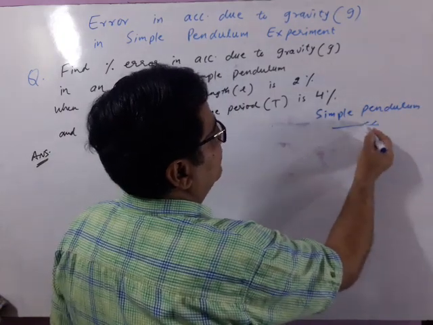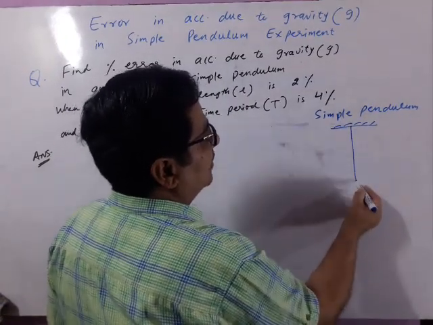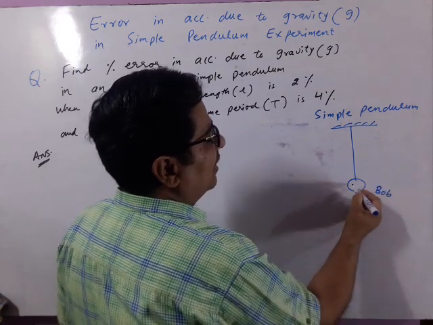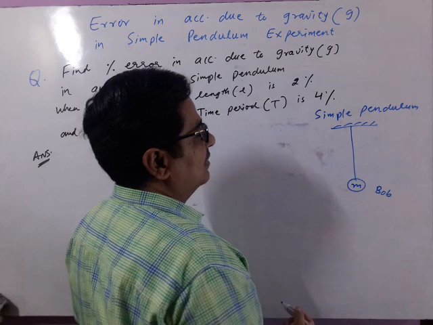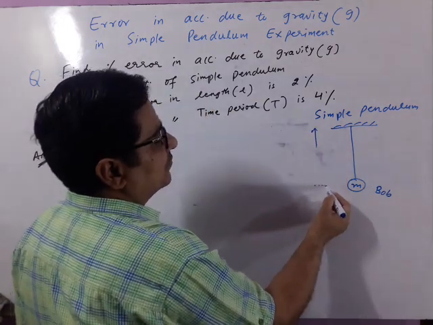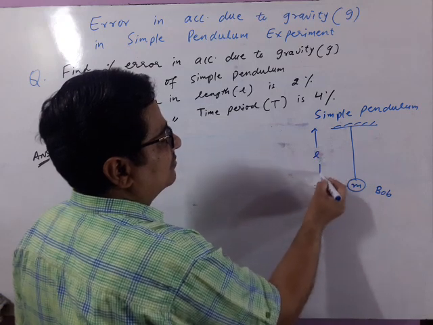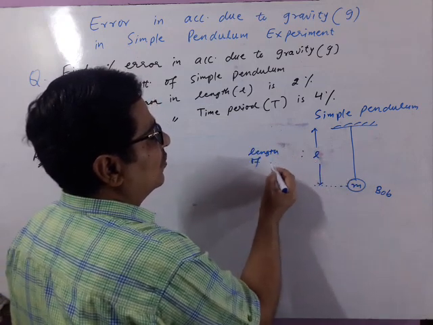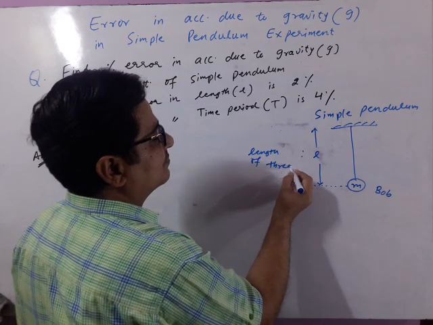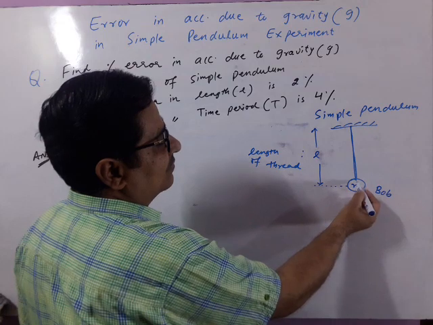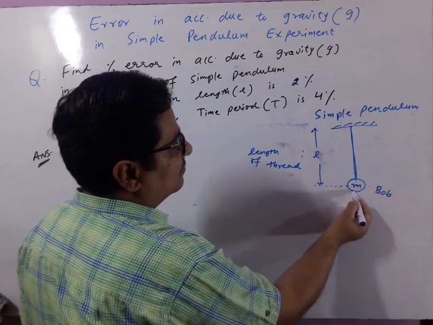In simple pendulum, there is one bob of mass m. This is called length of the thread from center of mass position. This is length of thread, this one, up to center of gravity. This is mass of the bob.